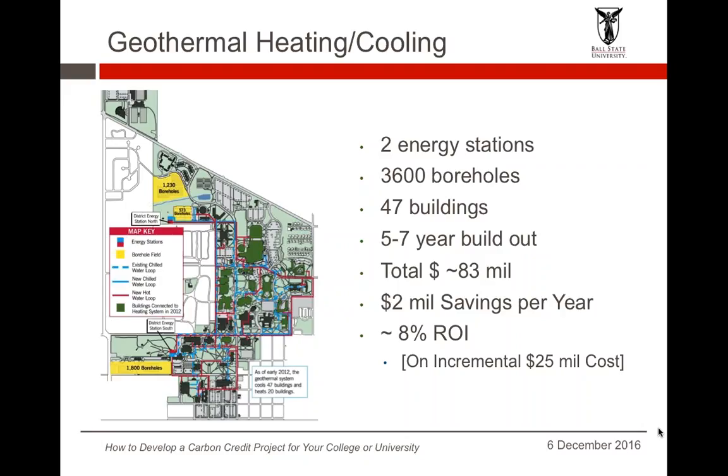This has been about a 5 to 7 year project. It'll be finished next year. It costs $83 million, which is roughly $25 million more than it would have cost to install a straight-up boiler replacement for the heat plant. As a result of this technology, we're saving $2 million a year in operational costs. We don't buy coal anymore, and we are using less electricity, actually. And so we're getting about a 12.5-year payback, or roughly 8% return on that incremental cost of investment. Next slide.